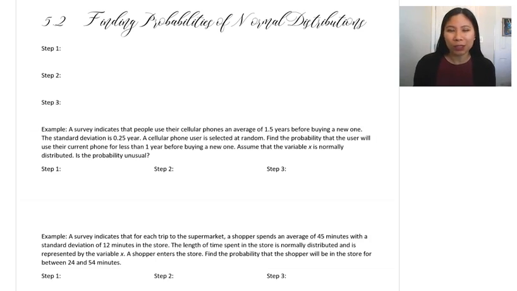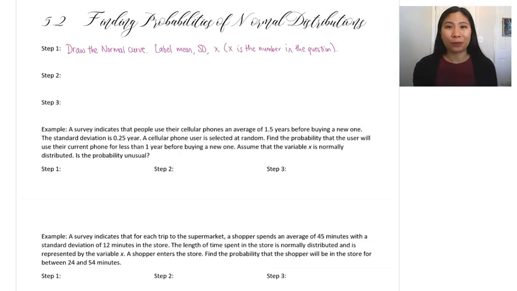So the problems you're going to see now, instead of just giving you a z-score, they'll give you a word problem. But within the word problem, they're going to give you the mean, the standard deviation, and a number that they're asking you about, and we're going to use those numbers to then find the z-score so that we can use the table to find our percentages.